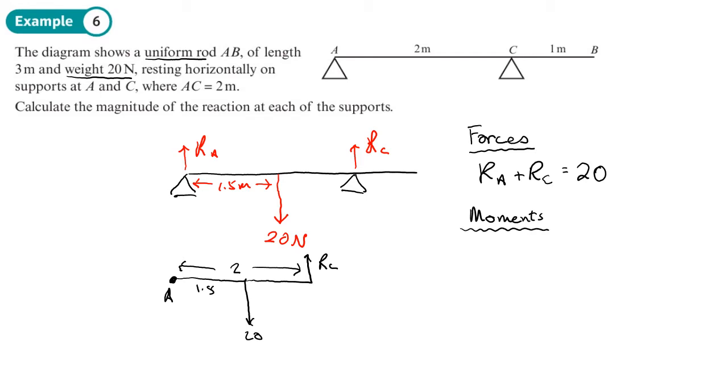I'll put on here the clockwise. So this is trying to rotate it that way. That's trying to rotate it that way. So that means that this is going to be a plus because it's clockwise. This one's going to be a negative because it's anti-clockwise. And my moments equation is going to be 2 times RC, or negative 2 times RC. Let's start with the positive one first. So we'll have 1.5 times 20, or 20 times 1.5.